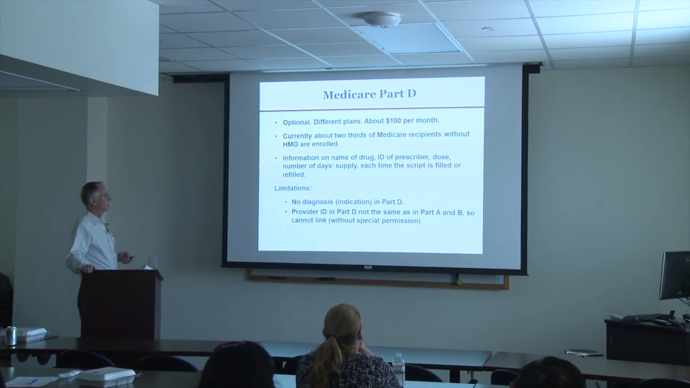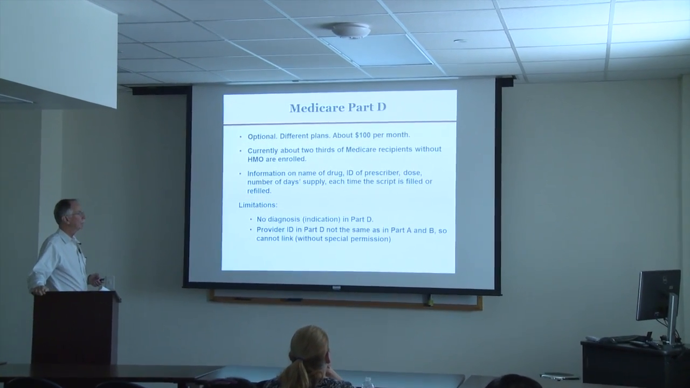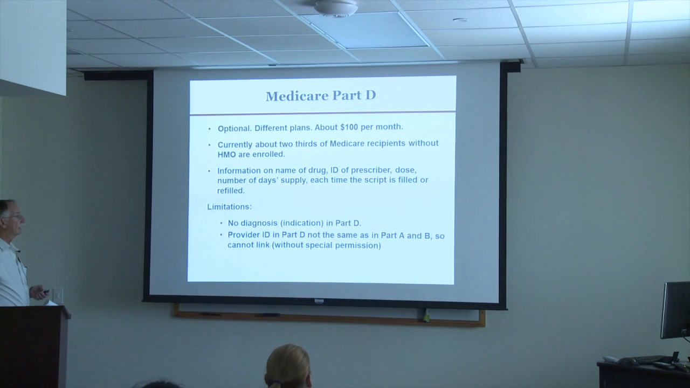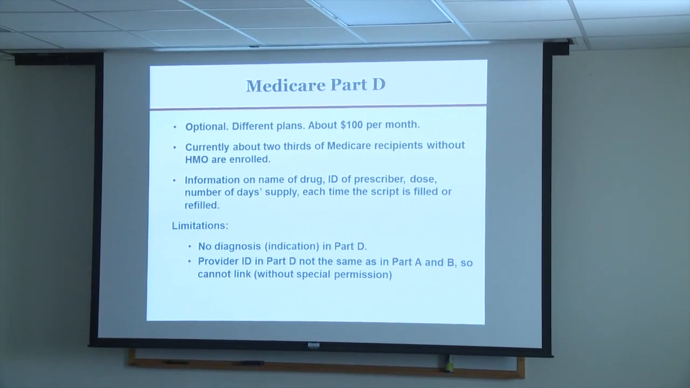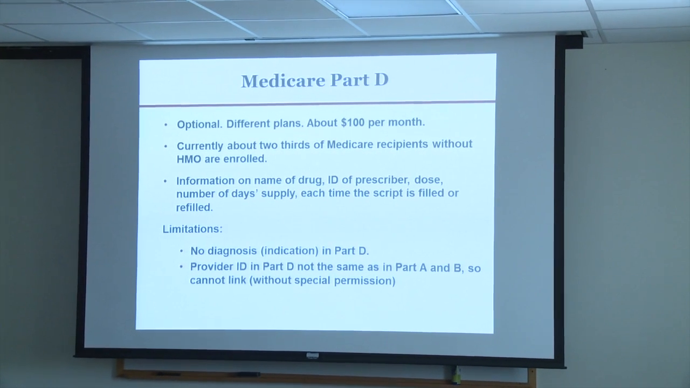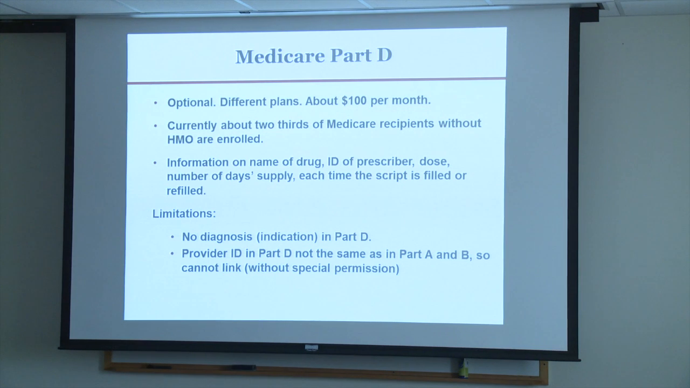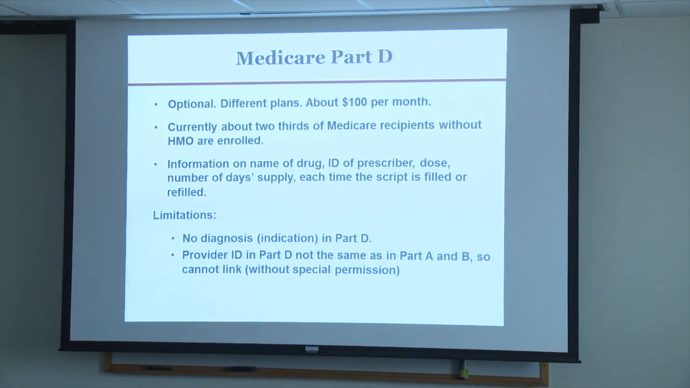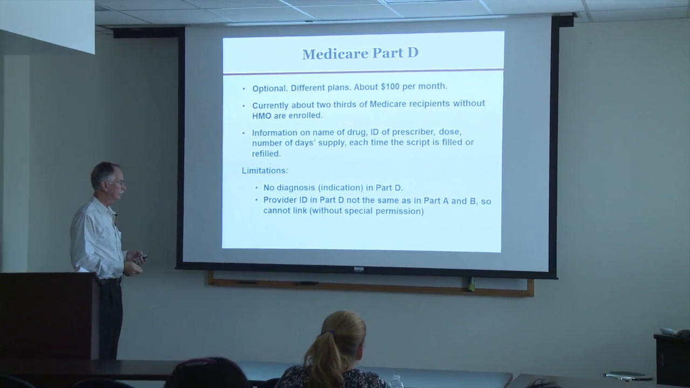And you can get information on the name of the drug, the ID for the prescriber, dose, number of days supply, and every time the script is filled. So ideally then you can say whether the person's taking it or not, because if they're getting, you know, 90 days supply three or four times a year, then you have to assume they're taking it. And what we have is when it's filled, not when it's written, which is good.